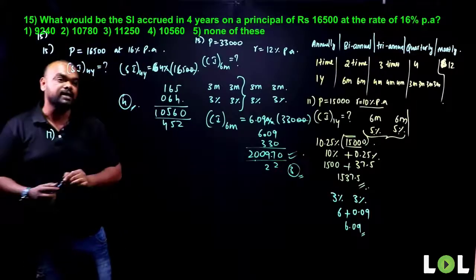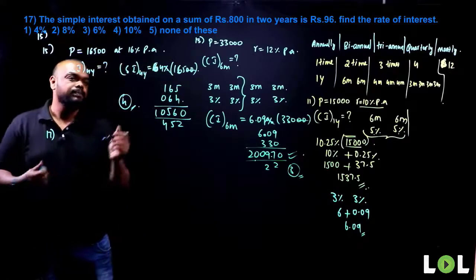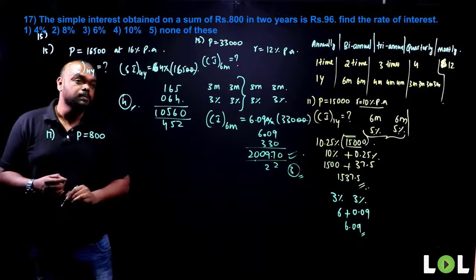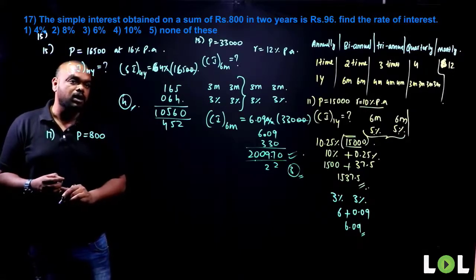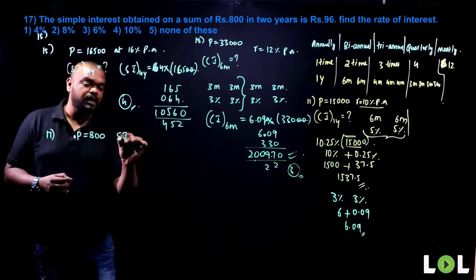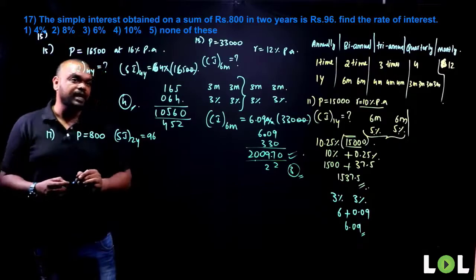Okay, question number 17, please. Simple interest obtained on a sum of rupees 800. On a sum of rupees 800 means principal is 800. Simple interest obtained on a sum of 800 in 2 years is 96. That is, simple interest for 2 years is equal to 96. Find the rate of interest.